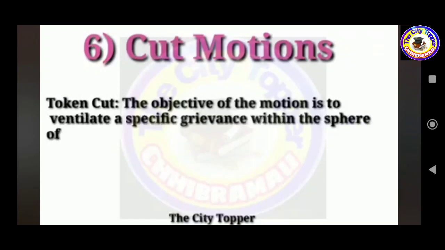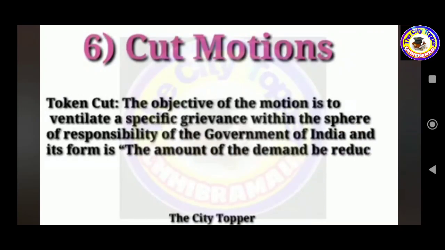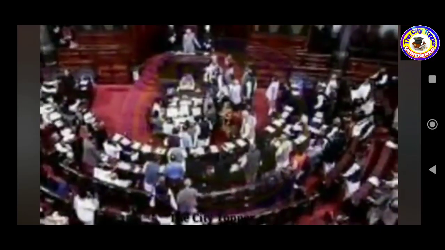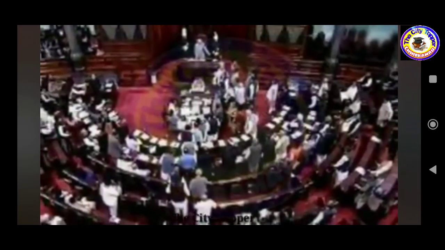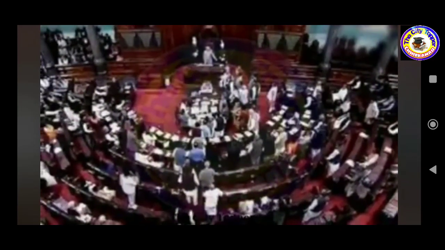The objective of the motion is to ventilate a specific grievance within the sphere of responsibility of the Government of India, and its form is that the amount of the demand be reduced by rupee 100. So in this video, we have discussed the first part of the Union Parliament, and the remaining part of this chapter you can watch in another video, the second part.